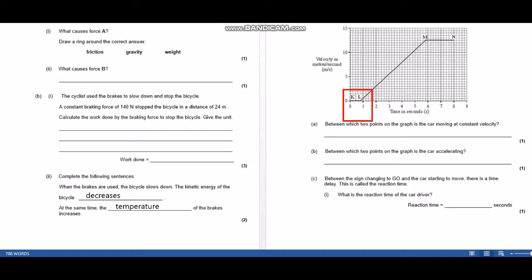The point at which the velocity starts to increase is when the reaction time, this tells you the reaction time. As each small division is worth 0.2 seconds, that tells us that it takes 0.8 seconds for the driver to react. Pause the video here whilst I go on to the last question.